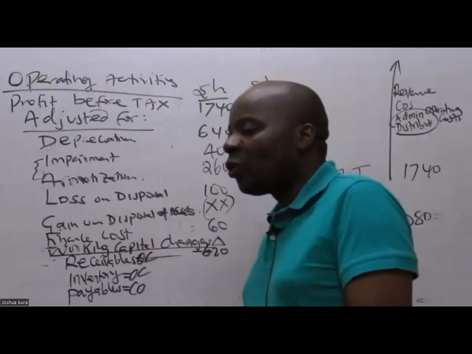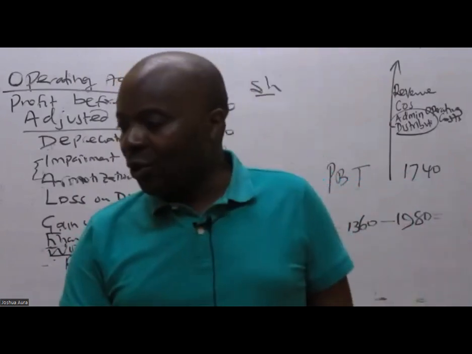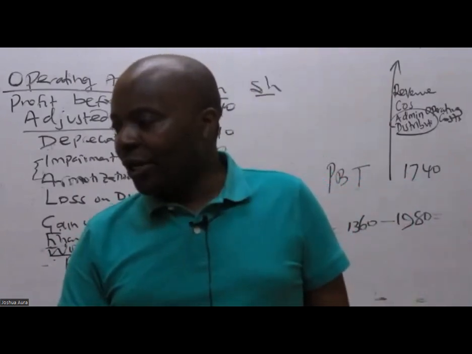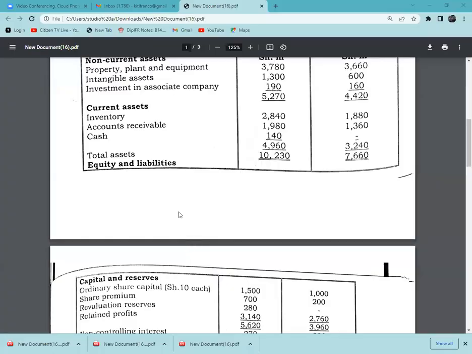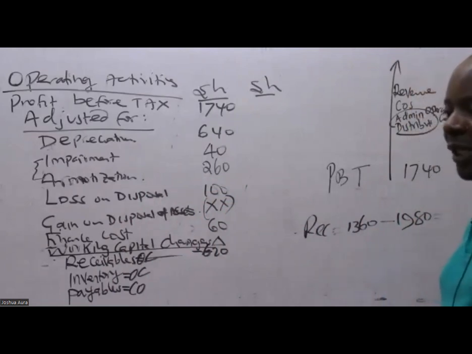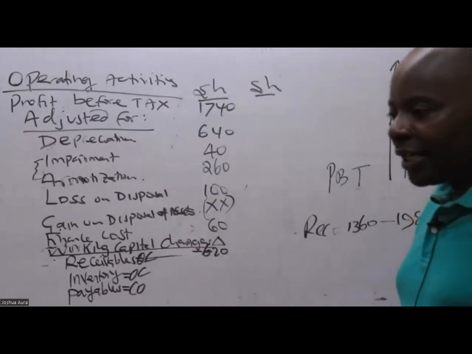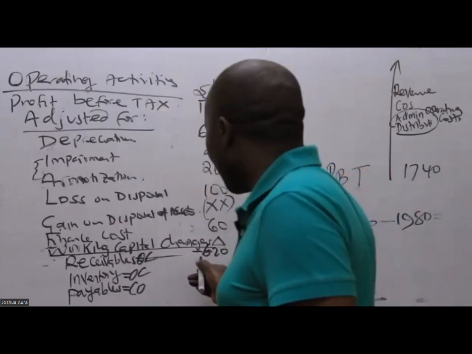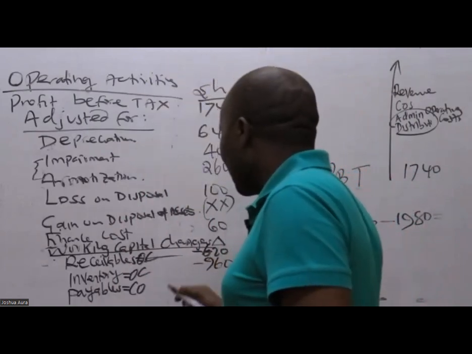Please go and do the same for inventory. For inventory, what do we have? Remember again, it's OC. Opening 1880, which is the 2012 figure, minus closing of 2840. Is there somebody who is able to see that negative for inventory? Somebody is giving me a figure of 960 negative. So minus 960. And then we have payables.